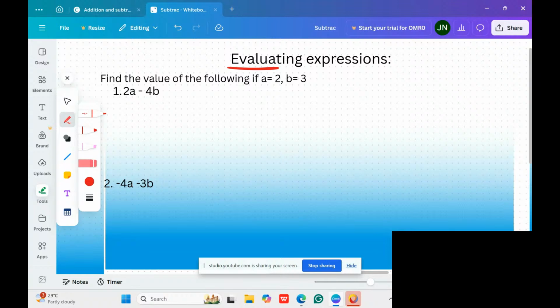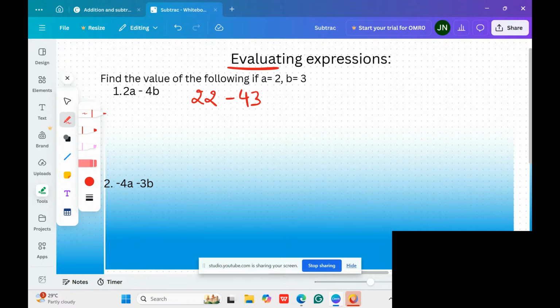So let's see the first expression, 2a minus 4b. Now how will we do 2a minus 4b? It is very easy, okay? So the first one, 2a minus 4b. So can I write this as 2a, so it is 22 minus 43? Is it correct? If not, what mistake did I make? I'm sure you must have guessed it.